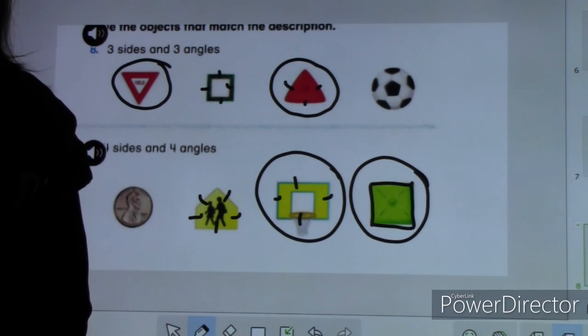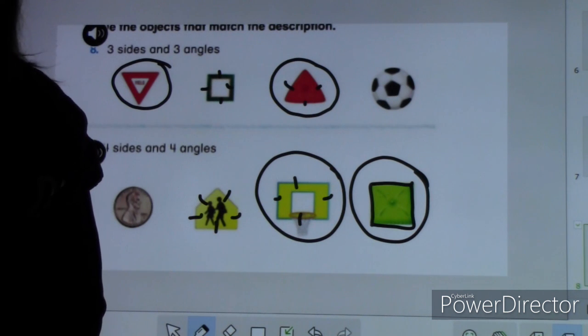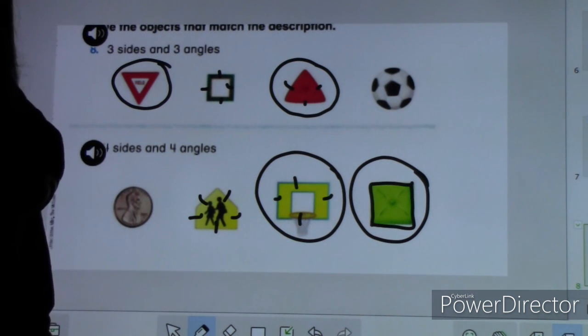Today for math, you're going to be working on the On Your Own on page 747 and 748. So go ahead and give it a try. Good luck, and if you need help, give me a shout.